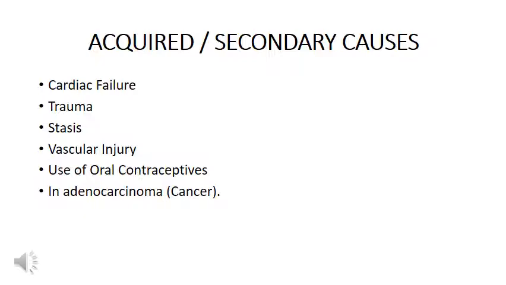Use or excessive use of oral contraceptives can cause increased synthesis of clotting factors from the liver and also decreased formation of antithrombin 3 protein from the liver. So those proteins responsible for inhibition of clot formation get decreased due to oral contraceptives, and those proteins responsible for clot formation get increased by the liver.